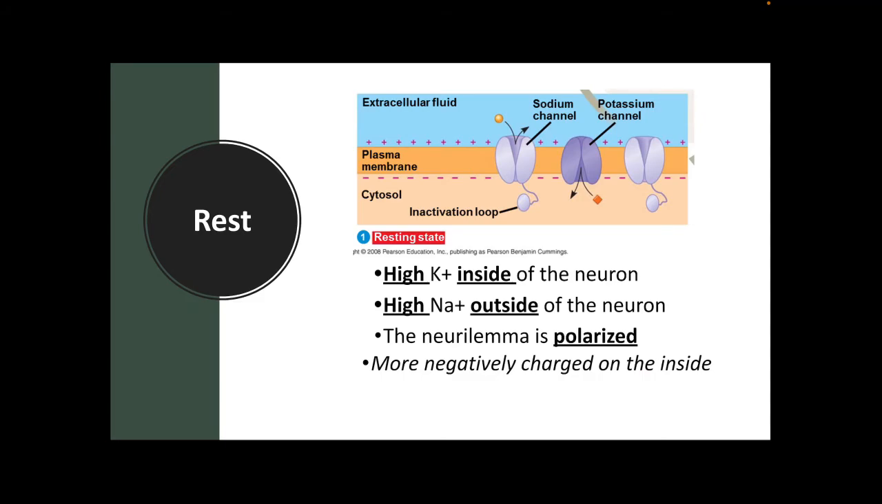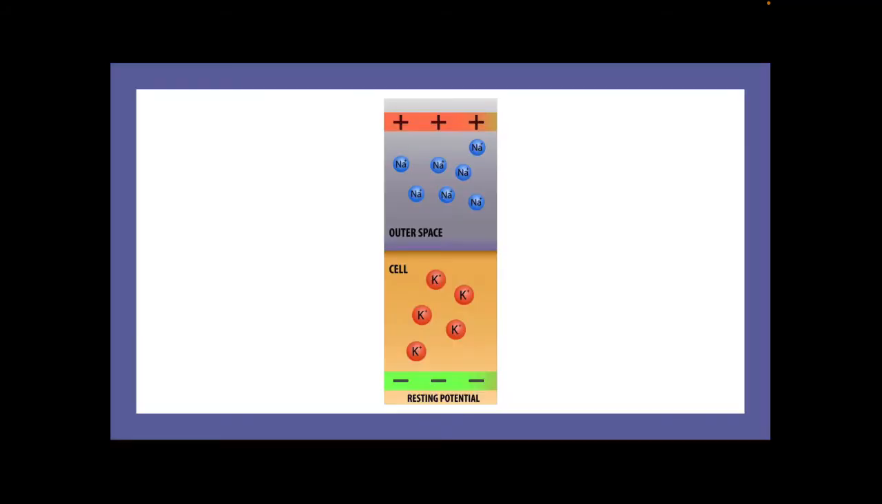Now, the difference in these charges, with positive more on the outside and negative more on the inside, causes the cell membrane of the neuron to be polarized. Anytime you hear polar, that means there's a difference in charge. Because you have a difference in charge on either side of the membrane, you have a polarized membrane. This is another image that shows the inside of the cell has more potassium, the outside has more sodium, and you see the difference in the charges. Outside is more positive, inside is more negative.